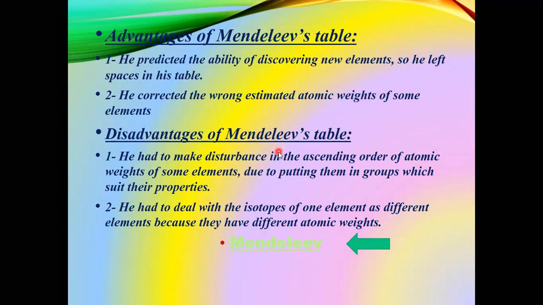طب الديسادفانتج بقى. He had to make disturbance in the ascending order of atomic weight of some elements. يعني ايه disturbance؟ Rearrange, okay? Mendeleev is supposed to rearrange some elements. لقوا بعض elements محطوطين في مكان غلط. Due to putting them in a group which suit their properties. لازم نحطهم في مكان تاني. فعملوا بعض rearrangement يعني disturbance. ماشي كده؟ Number 2, he had to deal with isotopes.